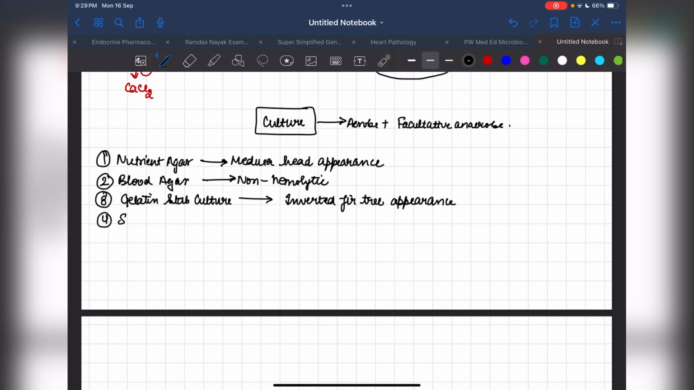Next is the selective medium. Selective medium, which is PLET. PLET refers to, I'll write here, try to remember it: polymyxin, lysozyme, EDTA, thallous acetate.